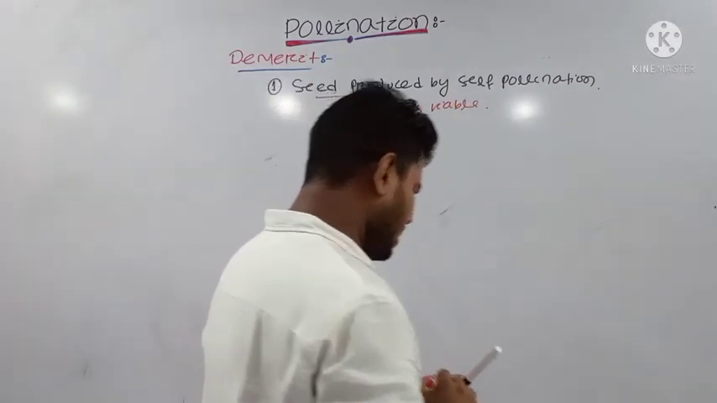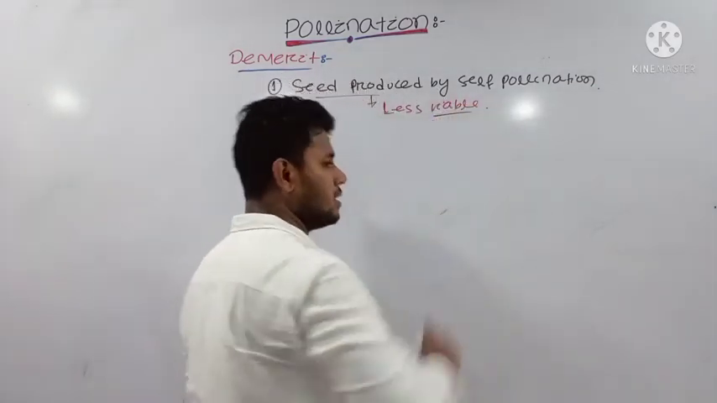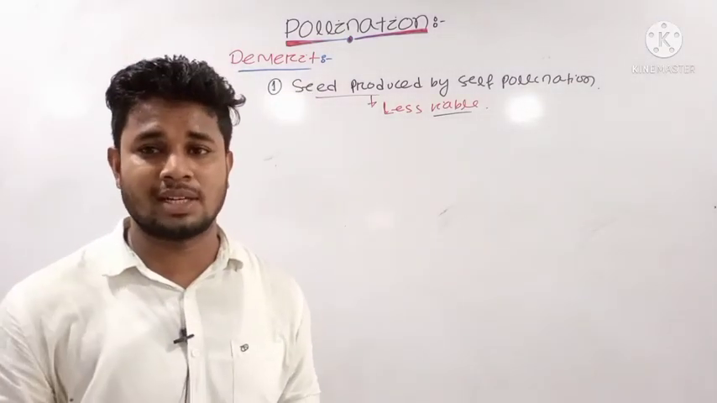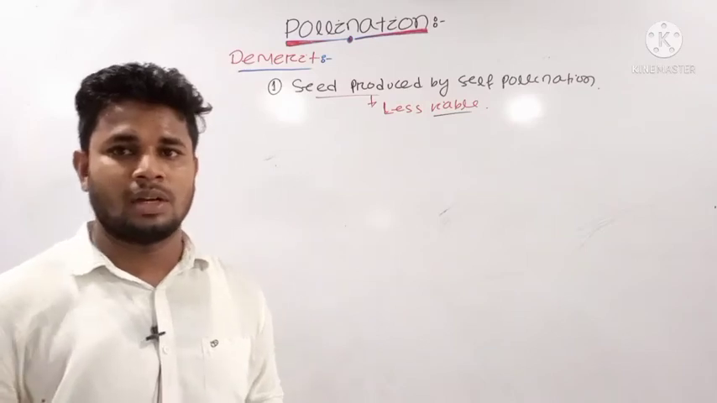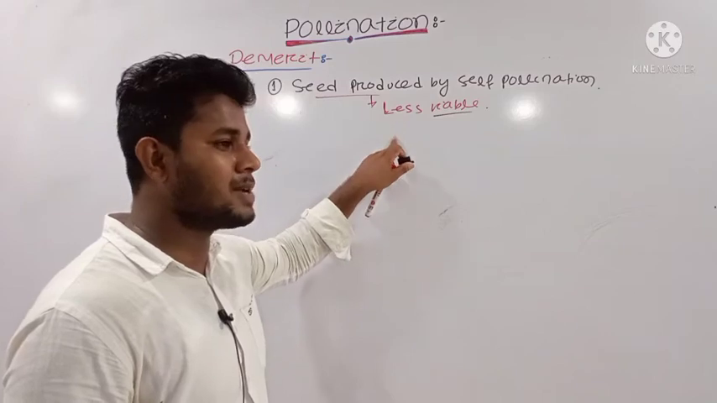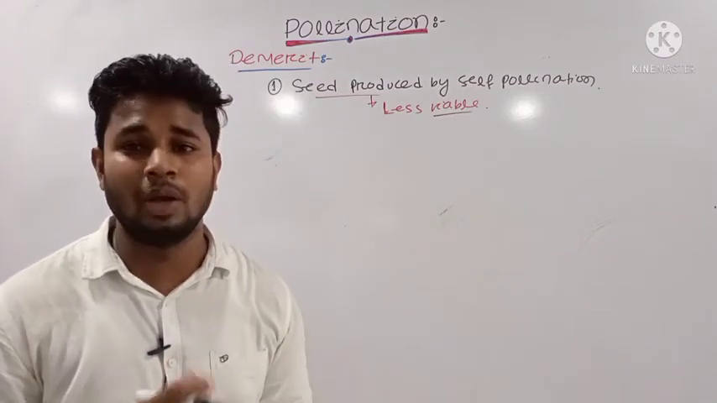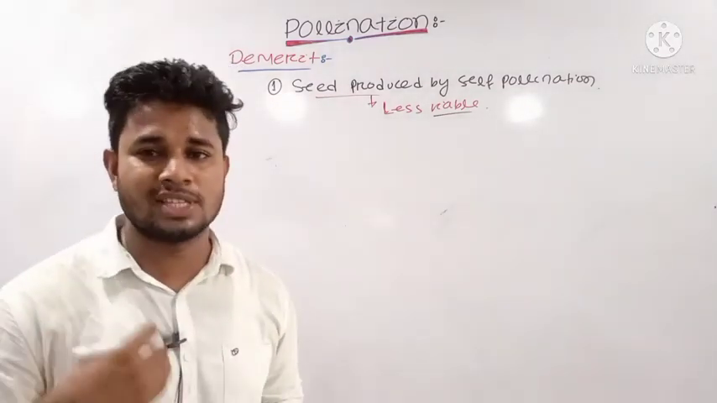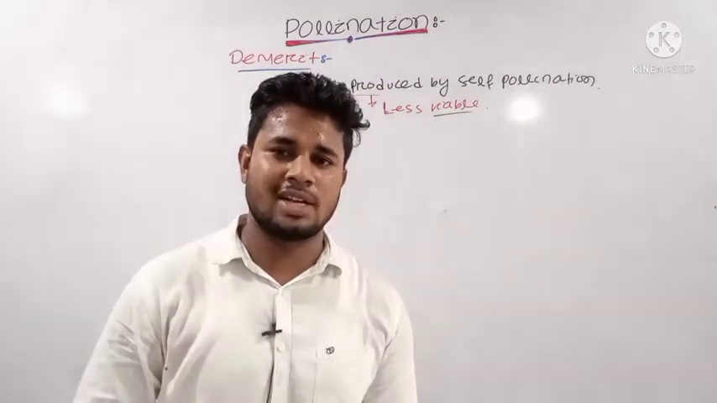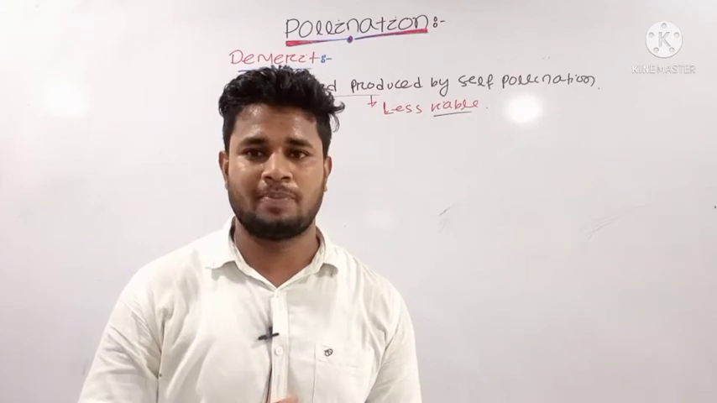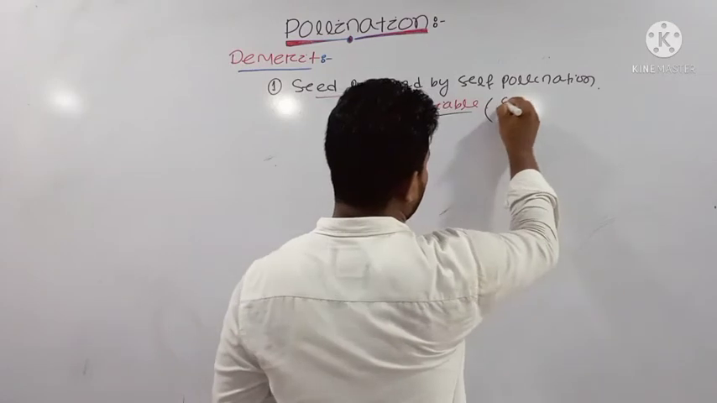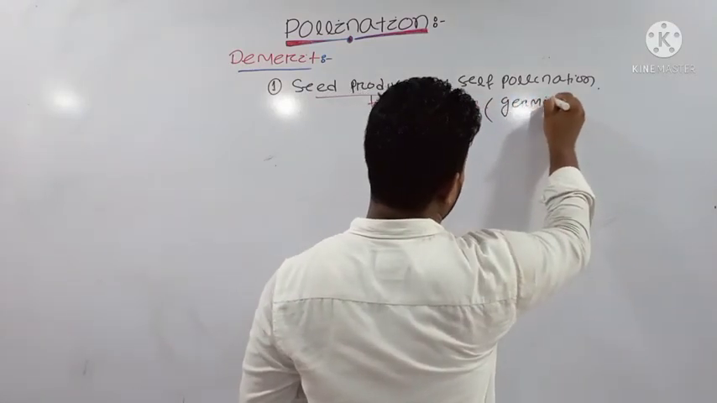Viable means that when a seed is functional and has the capacity of germination, it is called a viable seed. It will grow and give rise to a new plant. A seed is called less viable when the germination percentage is low, due to some physical reason or some genetic difference, and the seed will not germinate. Clear? The germination percentage here is low.